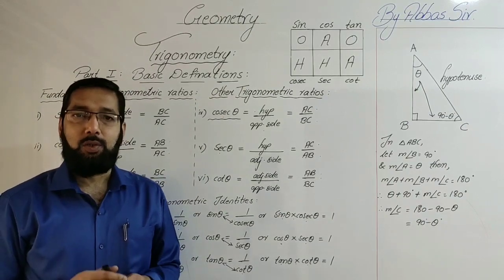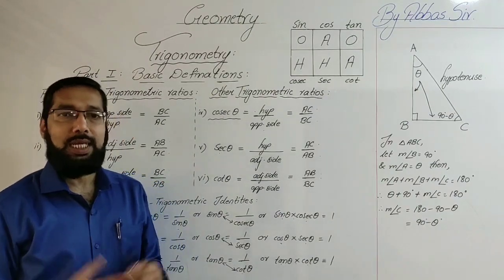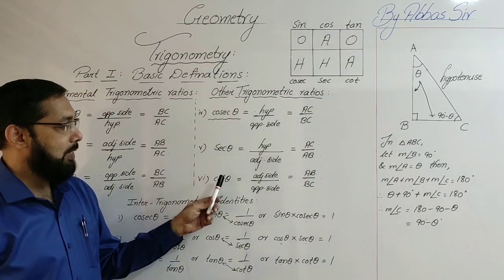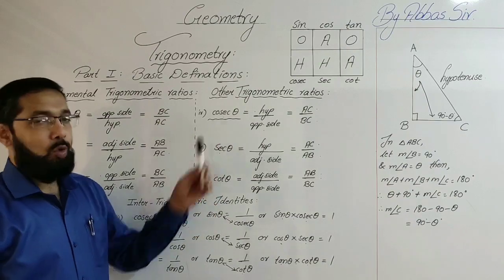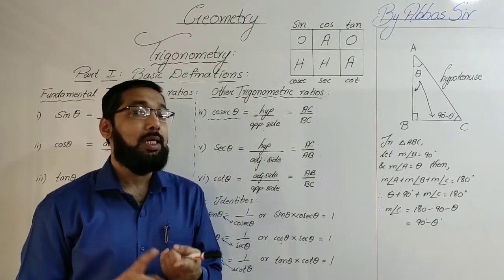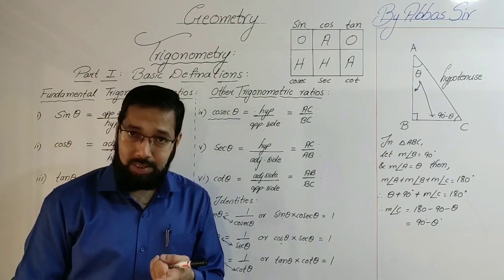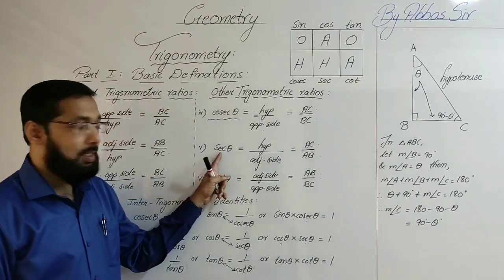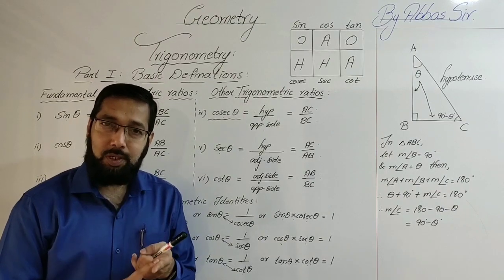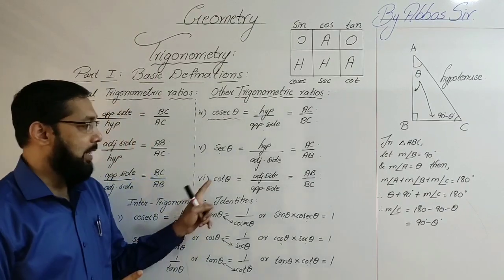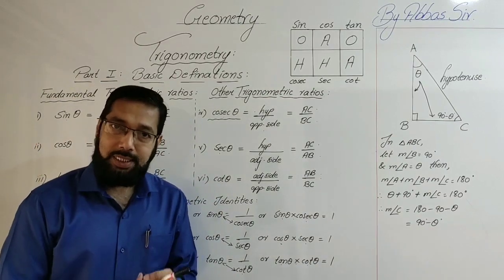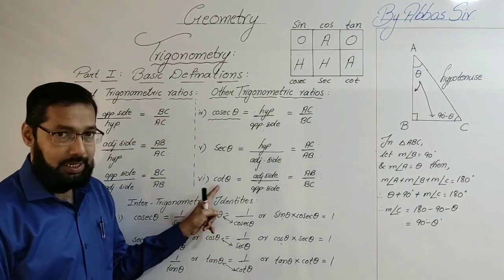In 10th standard, we are going to learn 3 more trigonometric ratios, and they are cosec theta, sec theta, and cot theta. Cosec theta is the multiplicative inverse, or you can call it the reciprocal, of sine theta. Sec theta is the multiplicative inverse or the reciprocal of cos theta, and cot theta is the multiplicative inverse or the reciprocal of tan theta.